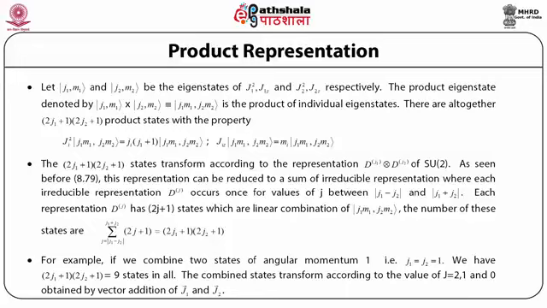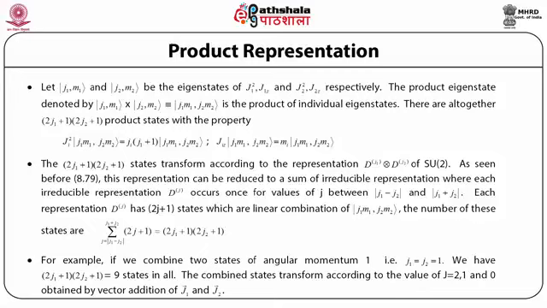So what is the total number of states? The total number of states is (2j1 + 1) multiplied by (2j2 + 1), which is equal to 9. When you have a combined state where each state is of angular momentum 1, then the total number of states is equal to 9 in all. And the combined states transform according to the value of, what are the possible values of the sum of j1 and j2? 2, 1 and 0.